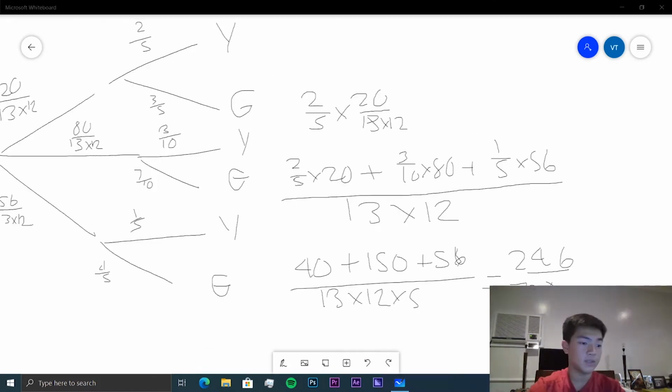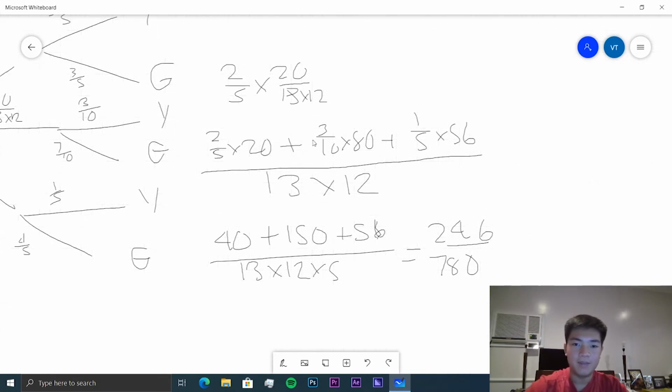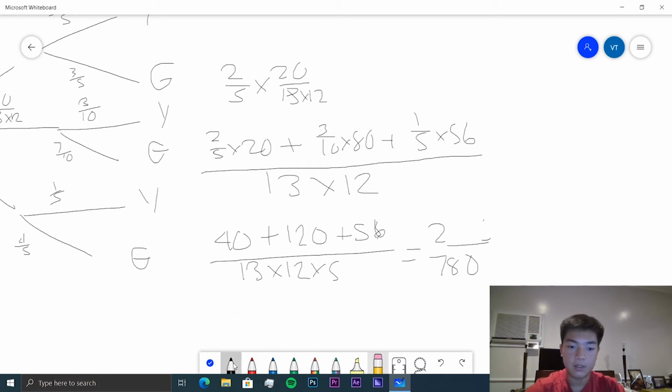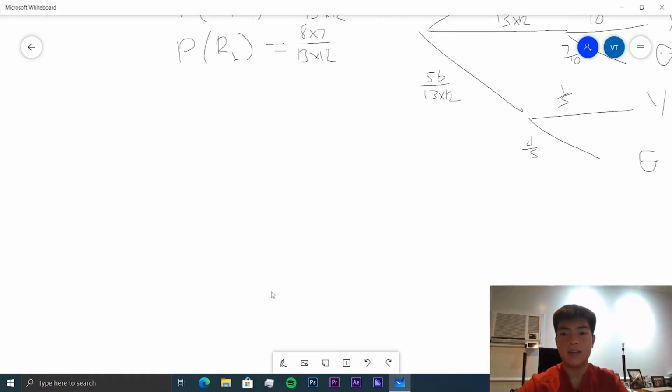Oh, sorry, I messed up a calculation here, because this should be 120, not 150. So since this is equal to 120, we actually have 216 over 780, and this simplifies to 18 over 65. So that's the probability that the marble is yellow. Sorry about that, I'm back.